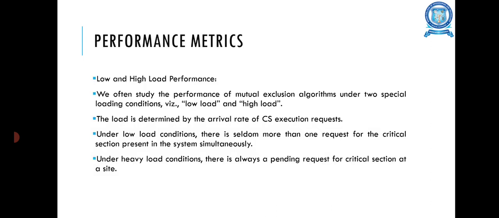Then performance metrics: low and high load performance. We study the mutual exclusion performance under these two special loading conditions, low load and high load. The load is determined by the arrival rate of critical section execution requests. Under the low load condition, there is seldom more than one request for the critical section present in the system simultaneously. Under the heavy load condition, there is always a pending request for the critical section at a site at any time.